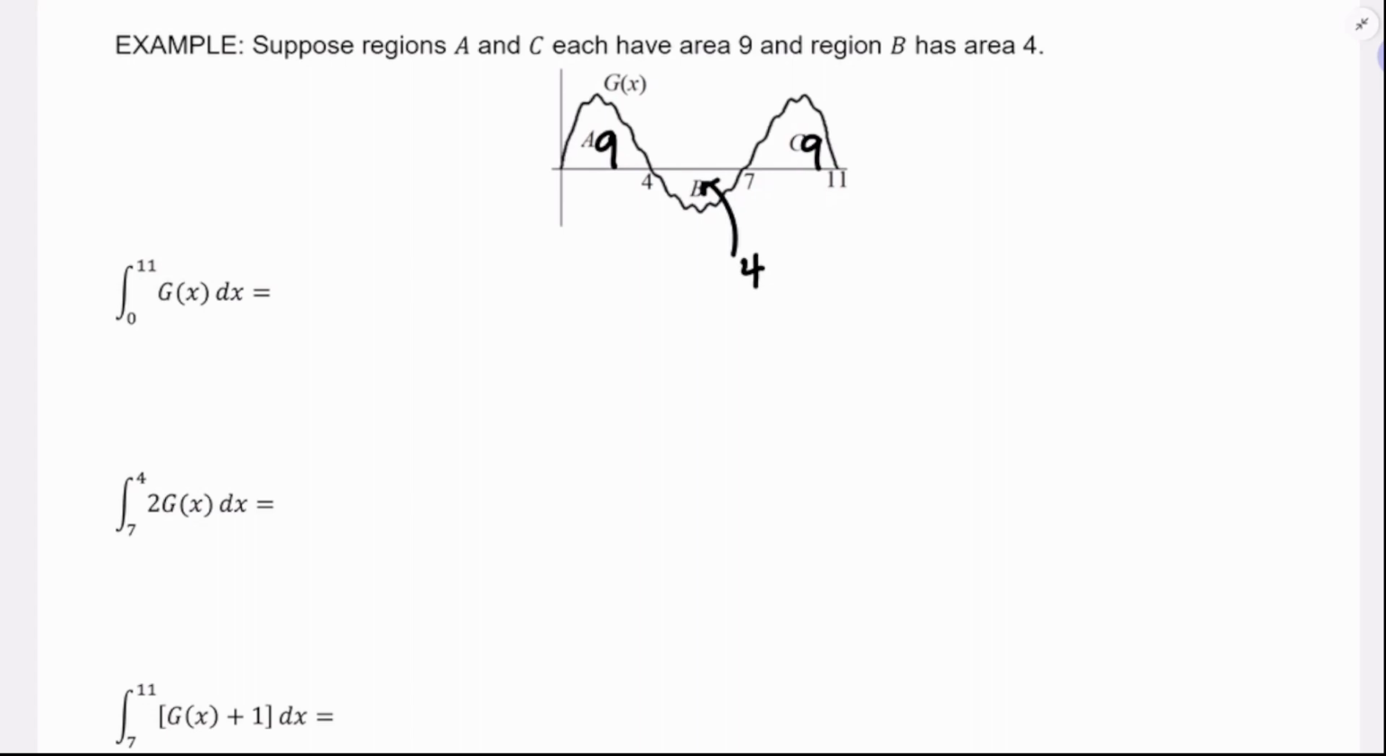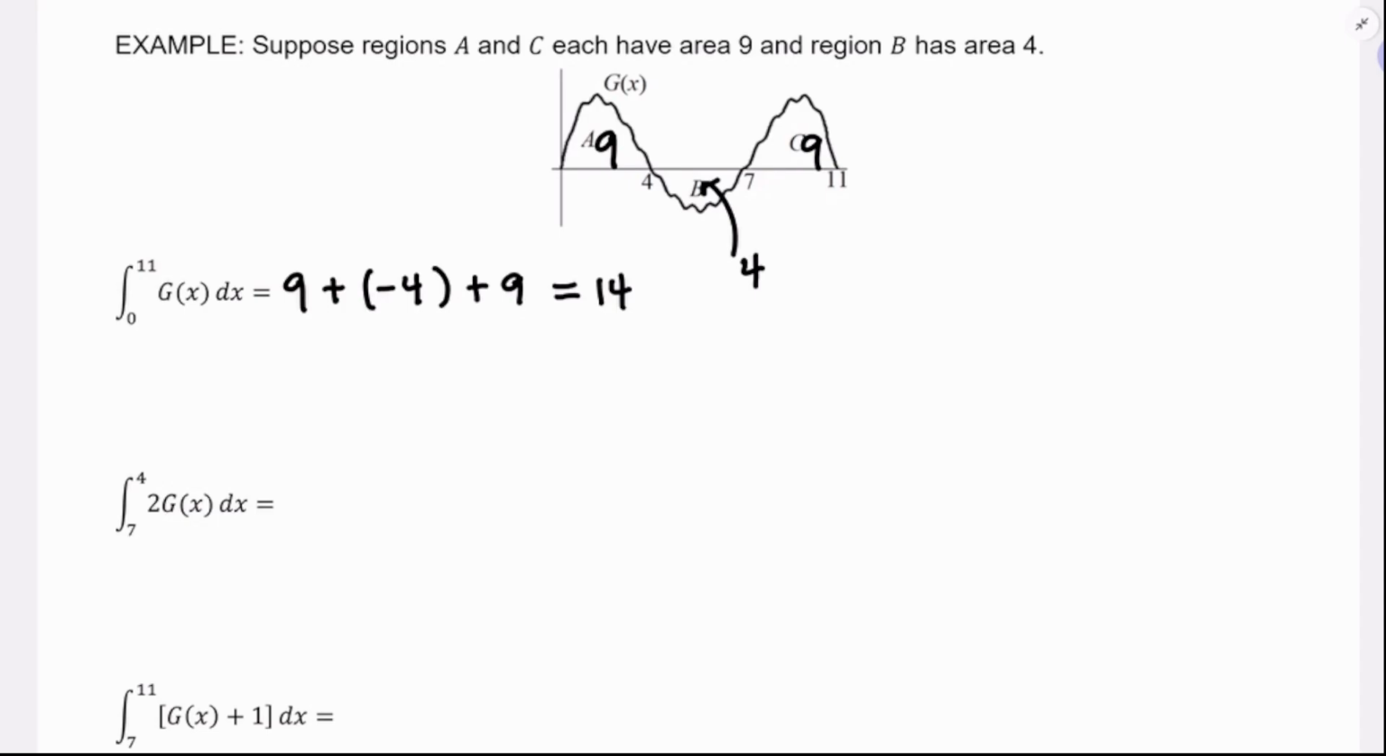What I need to tell you is that if we're integrating from 4 to 7, those 4 units of area under the graph of g and below the x-axis are going to count negatively. That's the net signed area. So the integral from 0 to 11 of g is going to be 9 plus a negative 4, because we count those as negative areas below the x-axis, plus another 9. The reason why we do that becomes much more obvious once you understand the fundamental theorem. So 18 minus 4 is 14.